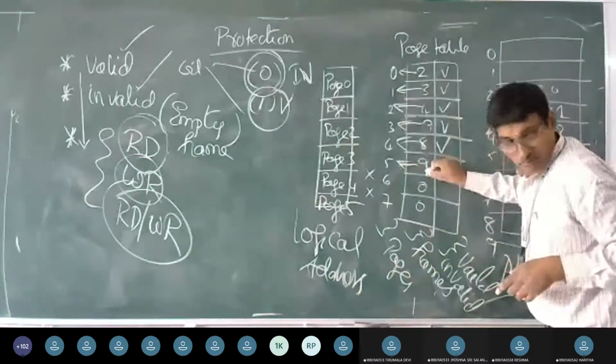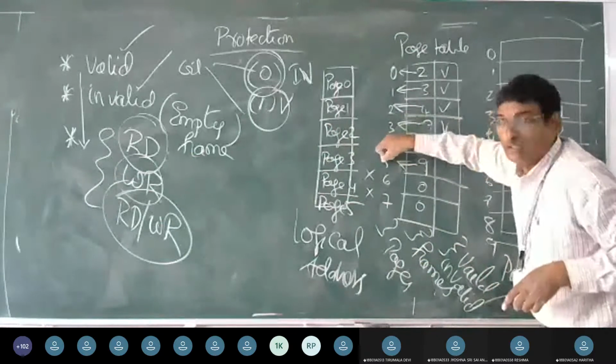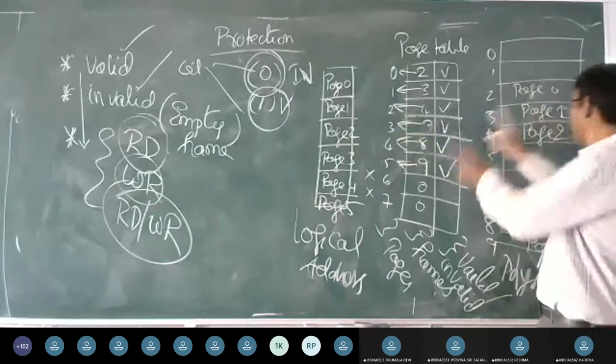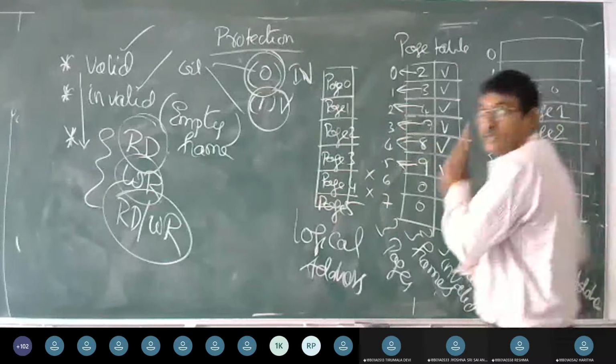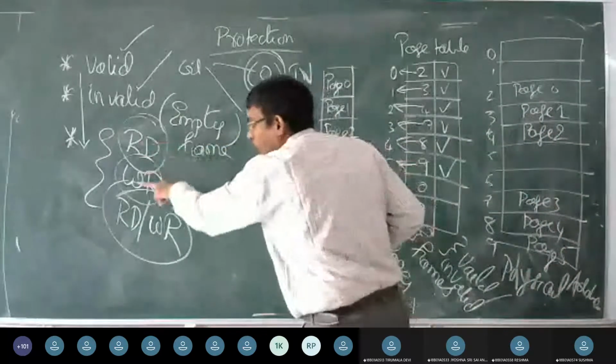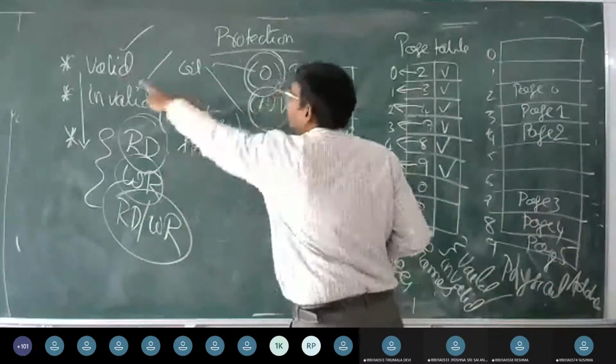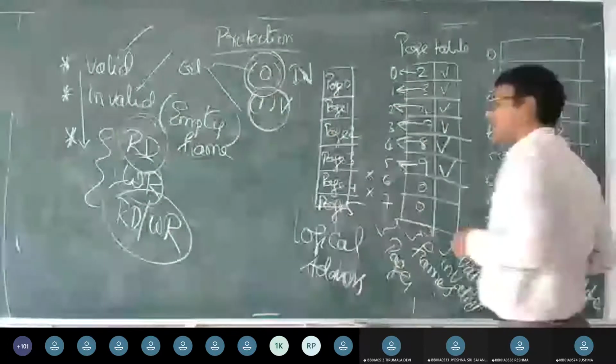Next, frame 9 is associated with page 5 and it is valid because we have given a room here. Now, that means we can do read operation, write operation, read, write operation and mark the bit as valid.